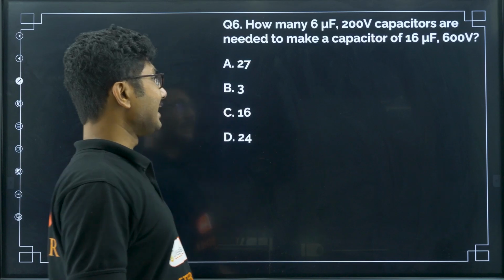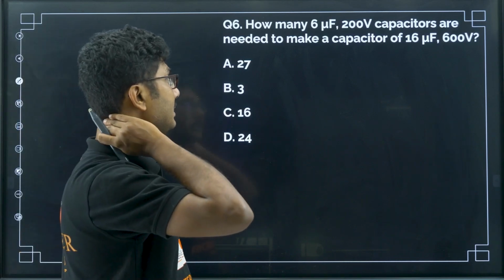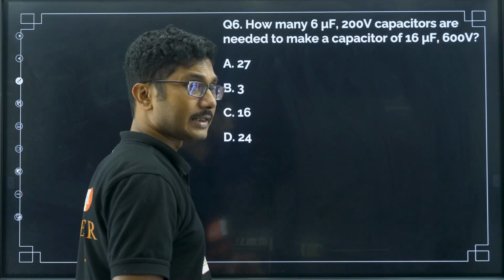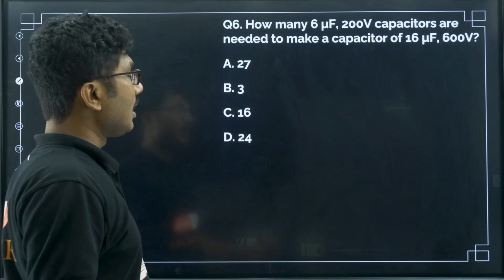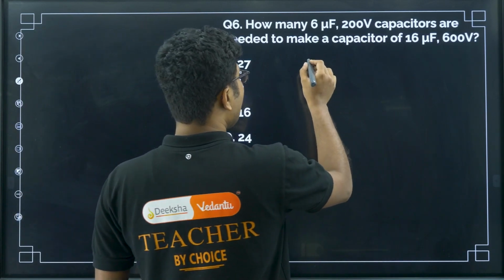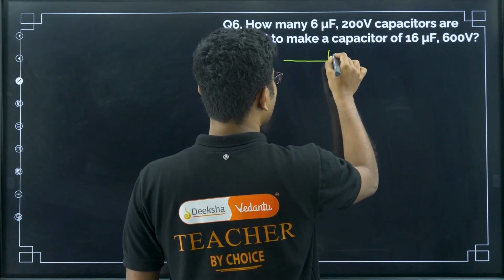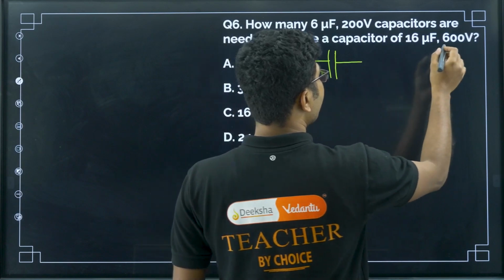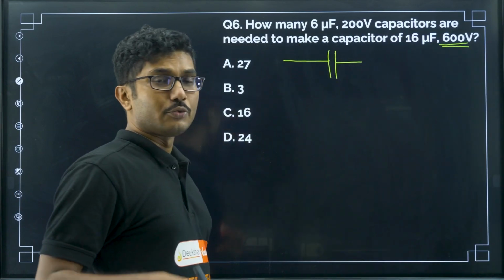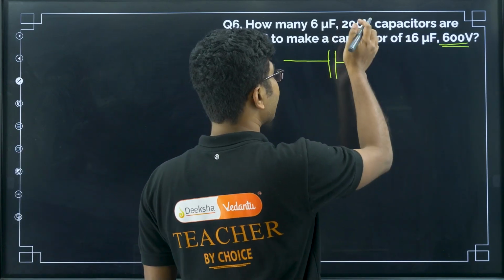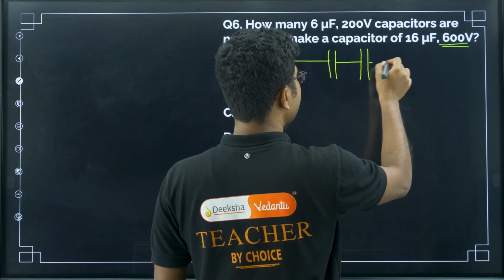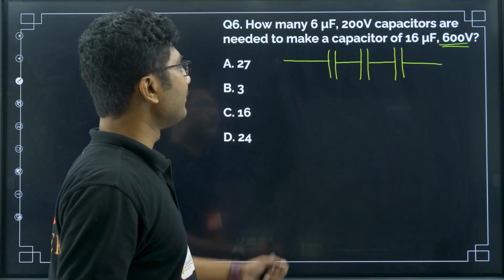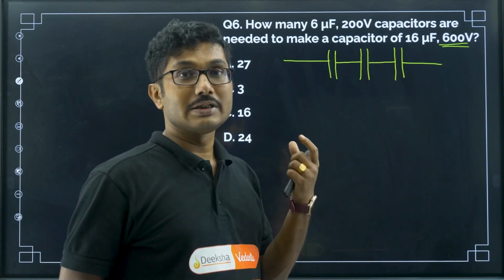How many 6 microfarad 200 volt capacitors are required to make a capacitor of 16 microfarad 600 volts? Similar problems we have solved in the earlier problems as well. So the main funda is that here you have to first construct a capacitor which can withstand 600 volt. To increase the potential that it can withstand, you have to connect them in series, because in series the potential is divided equally, right? If they are equal, then the potential is divided equally.